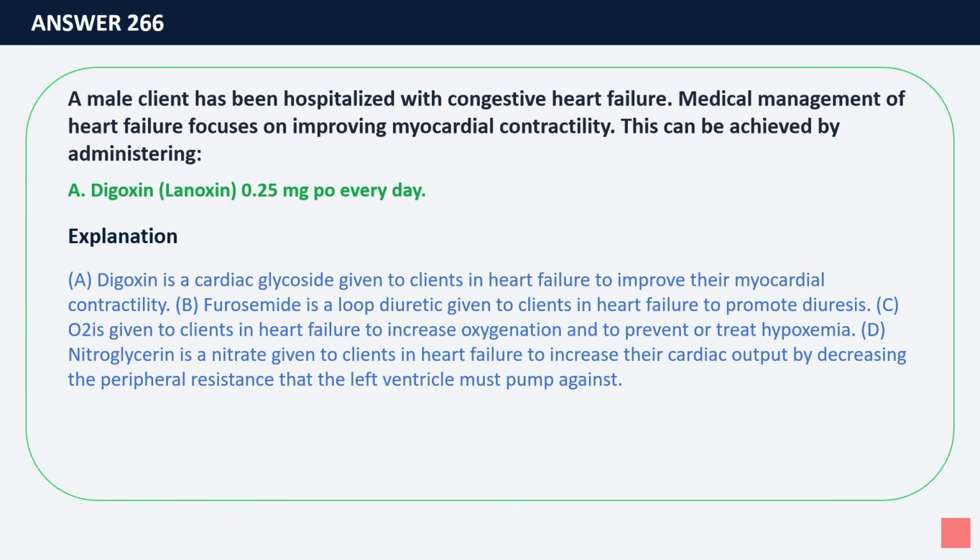Answer: A. Digoxin, Lanoxin, 0.25 mg every day. Explanation: A. Digoxin is a cardiac glycoside given to clients in heart failure to improve their myocardial contractility. B. Furosemide is a loop diuretic given to clients in heart failure to promote diuresis. C. O2 is given to clients in heart failure to increase oxygenation and to prevent or treat hypoxemia.